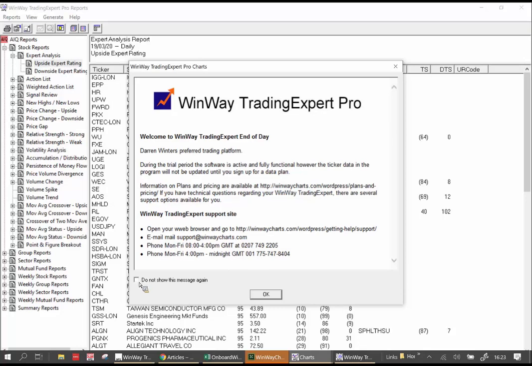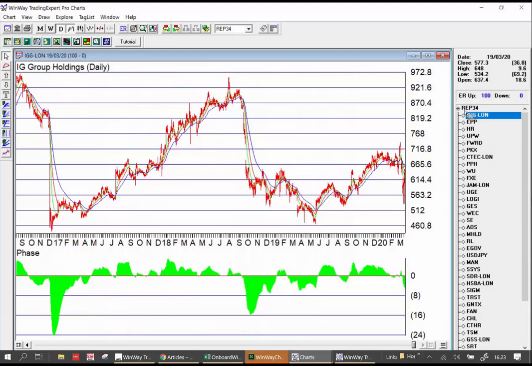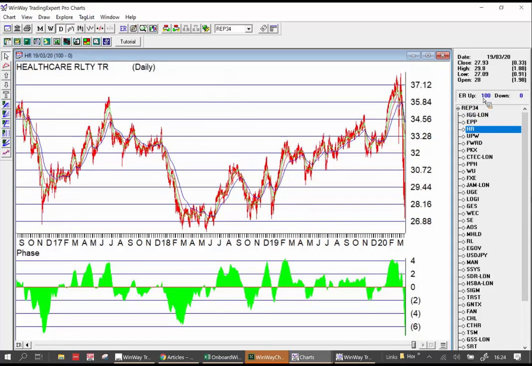Right, so what I can do then is go into charts, and now what it's done for me is put Rep 34, which is my report of all the stocks of 95, and I can now see a list of all those stocks. So I can look at them knowing that those are all expert ratings that have fired today. In other words, they are over 95.